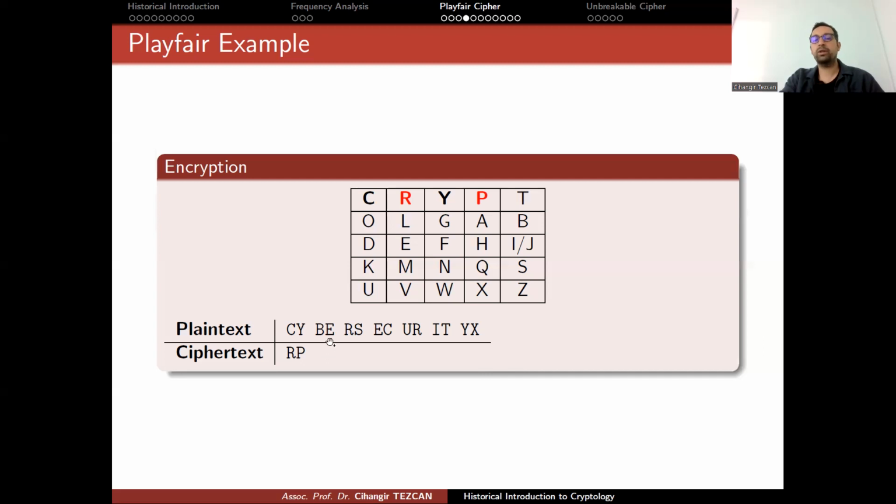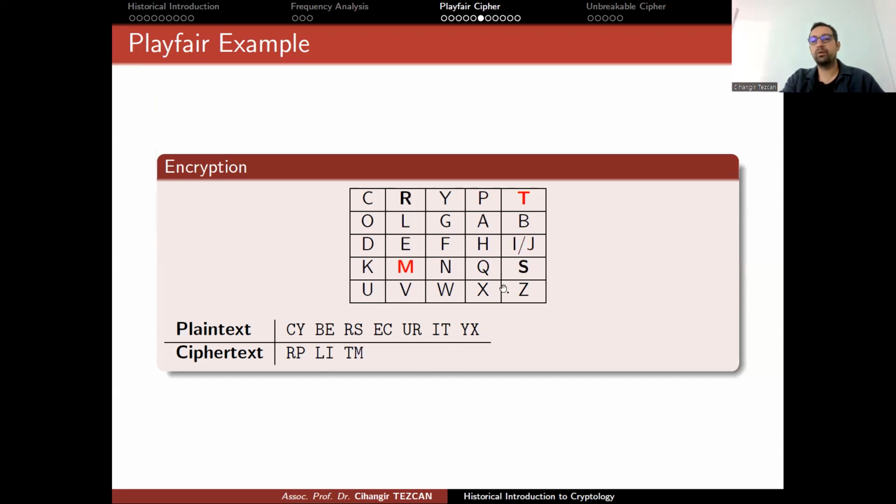Okay. Next, we are going to encrypt BE. So B is here, E is here. So they are not on the same row or on the same column. So consider them as the corners of a rectangle. So here you create another rectangle. I mean, the other corners become here. So you replace B with the one on the opposite side of it, and E with the opposite side of it, like here. Okay. Next one is R and S.